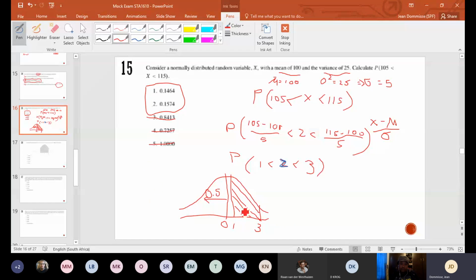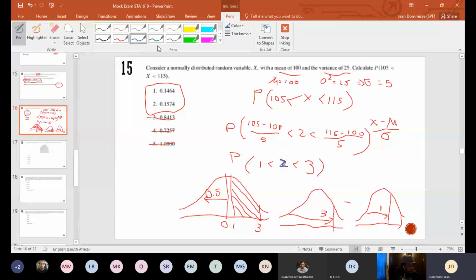What I'm going to do to get to that area is say, let's take the whole area up until 3, and let's minus the whole area up until 1, and then we will get basically what the other area is.